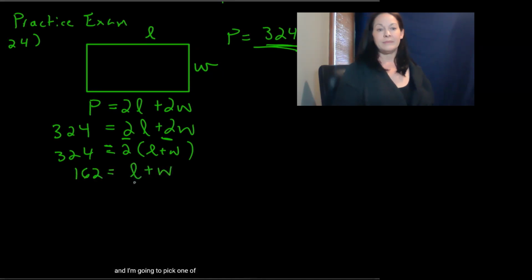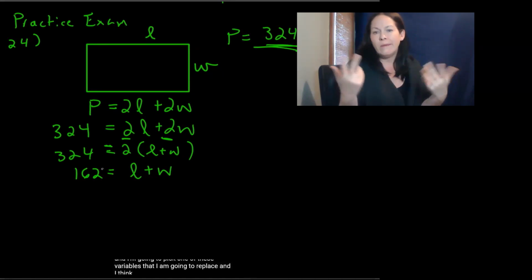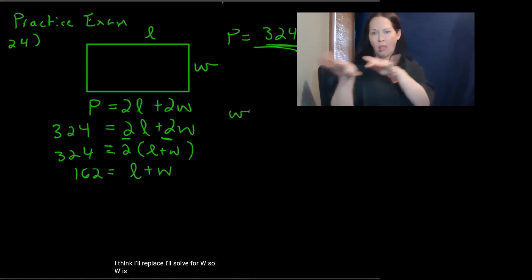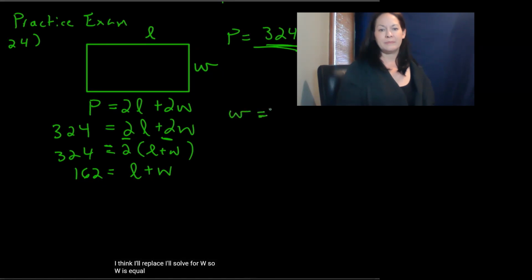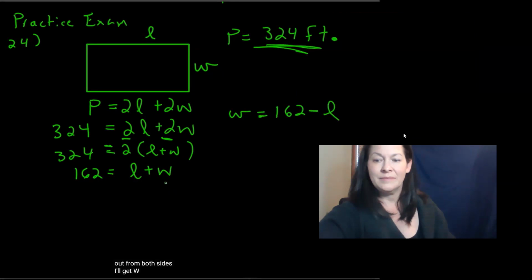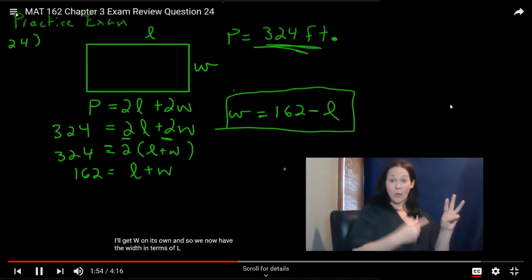And I'm going to pick one of these variables that I am going to replace. And I think I'll solve for W. So W is equal to 162 minus L. As I subtract L from both sides, I'll get W on its own. And so we now have the width in terms of L.